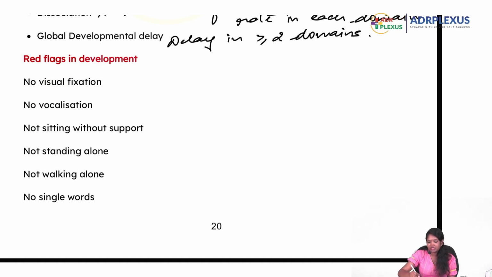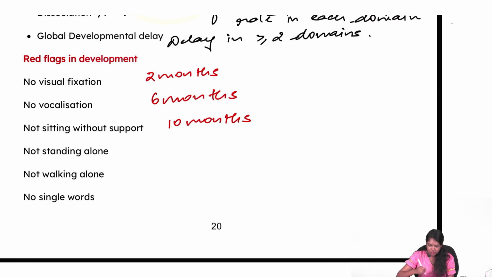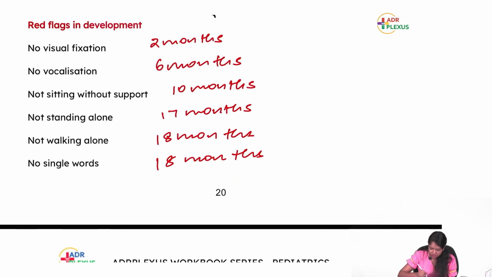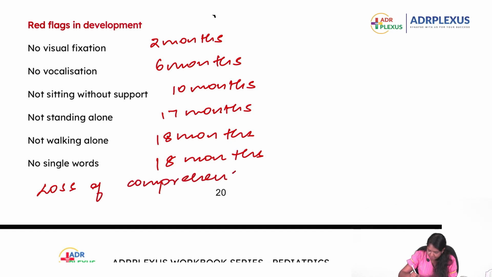No visual fixation. At birth itself, the baby should have visual fixation. No visual fixation even after 2 months is a red flag. No vocalization even after 6 months is a red flag. Not sitting with support even after 10 months is a red flag. Not standing alone even after 17 months is a red flag. Not walking alone by 18 months. No single words: the baby is not speaking even a single word by 18 months is a red flag. So just copy this down. You just have to mug this up. And one more thing, loss of comprehension at any age is a red flag.